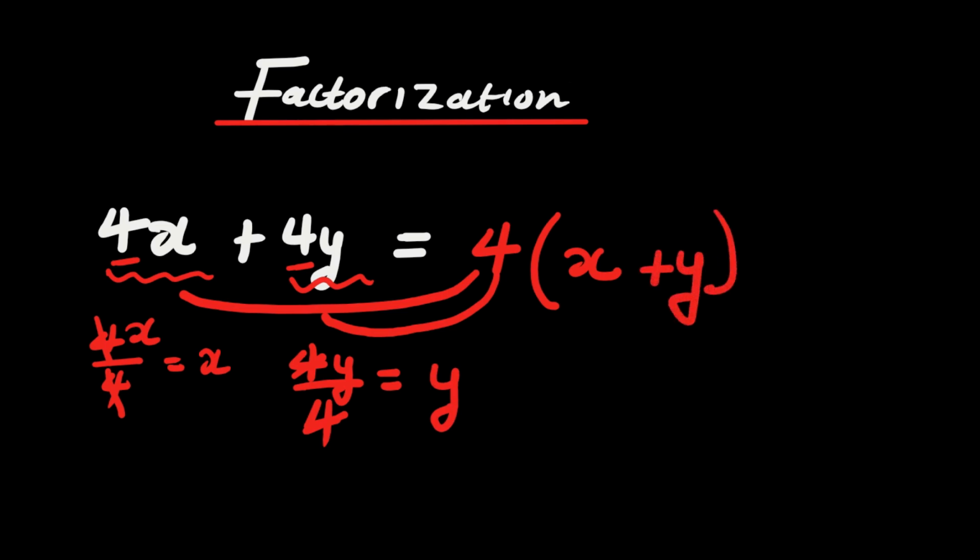And basically that's just it. There's nothing more than that. This makes our final answer: 4x plus 4y, when we factorize it, is 4 into bracket x plus y. Let's take a few more examples.